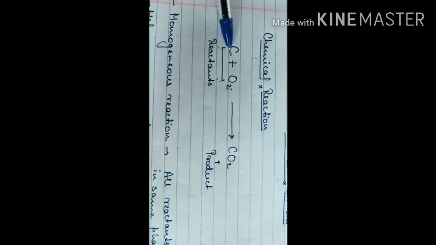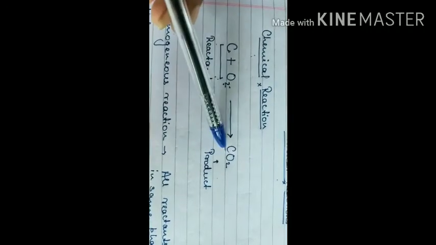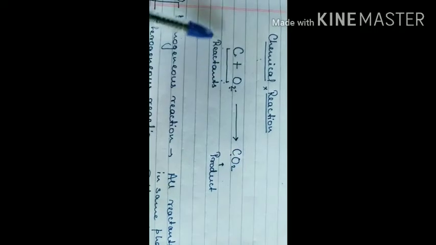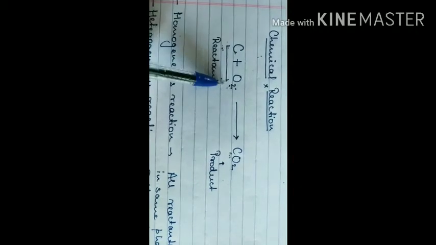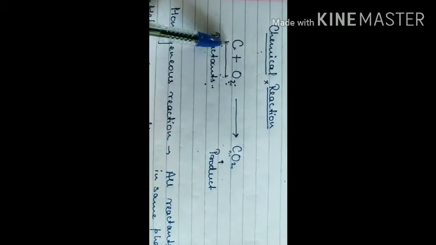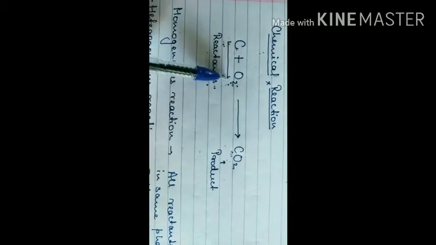Here you can see carbon reacts with oxygen and gives carbon dioxide. So both of these are reactants, because they react together to form carbon dioxide. The things which get reacted are known as reactants, and the result of the reactants is known as the product. Carbon and oxygen both combine to form carbon dioxide, so carbon and oxygen are reactants and carbon dioxide is the product.